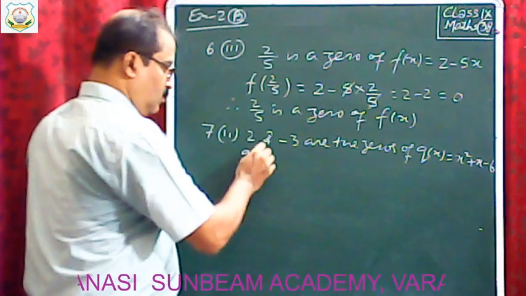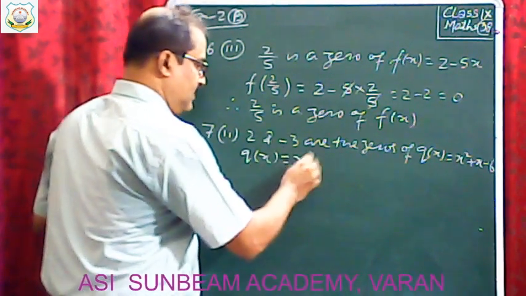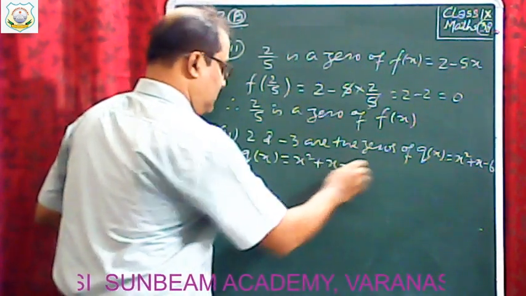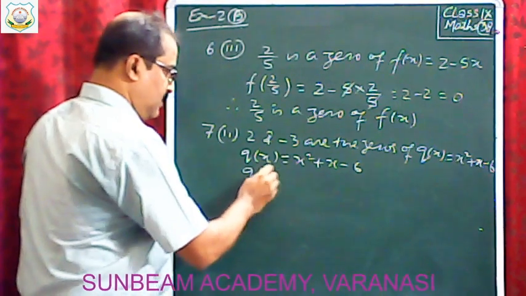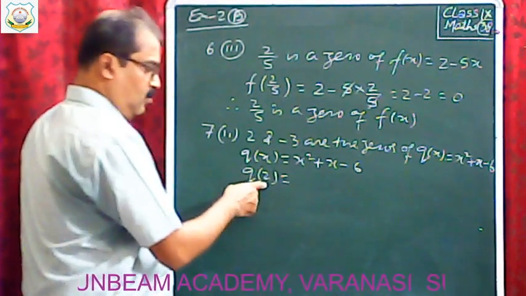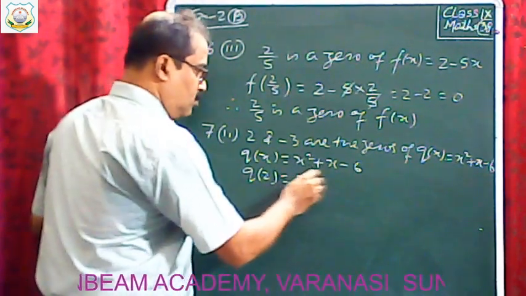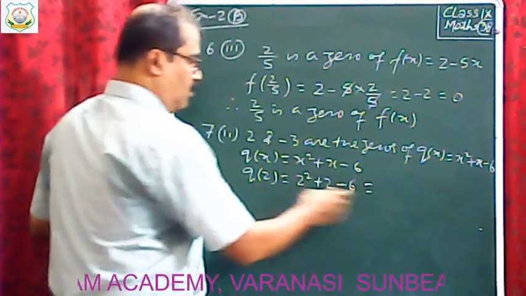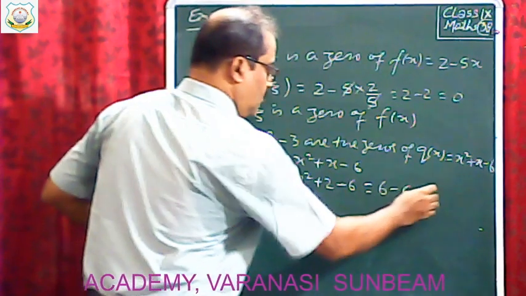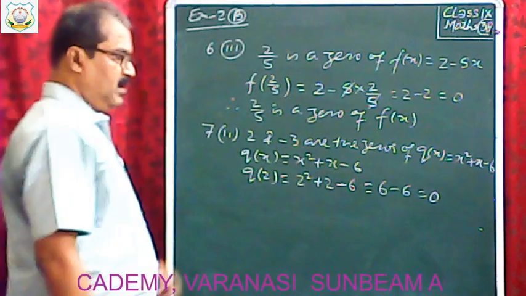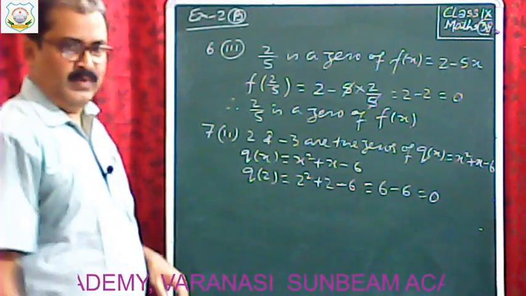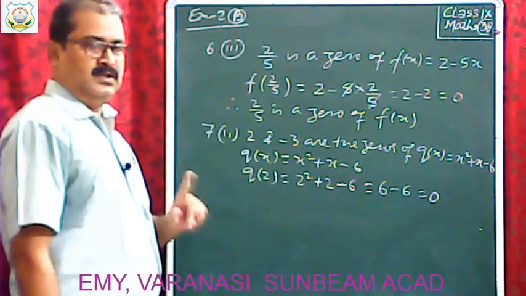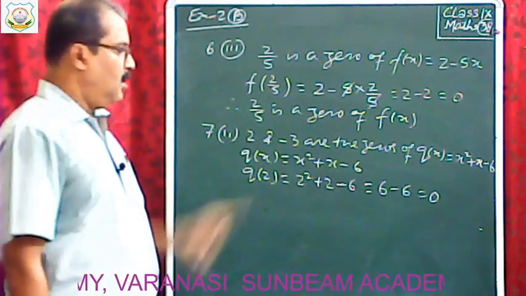So q(x) equals x square plus x minus 6. Put x equal to 2: q(2) equals 2 square plus 2 minus 6, which is 4 plus 2 minus 6 equal to 0. After putting x equal to 2, the value of the polynomial is 0. Then 2 is one zero of the given polynomial. One is left.